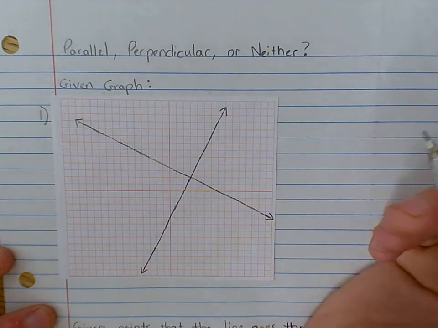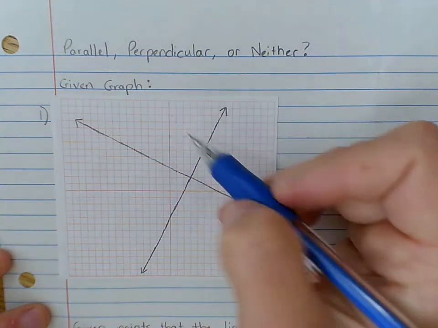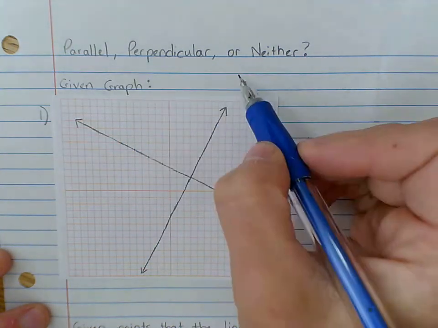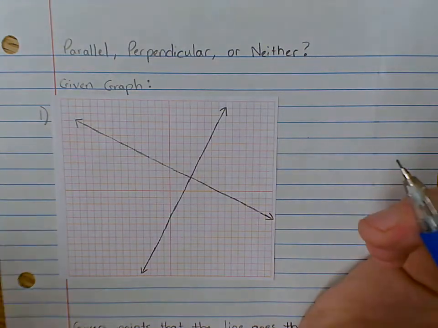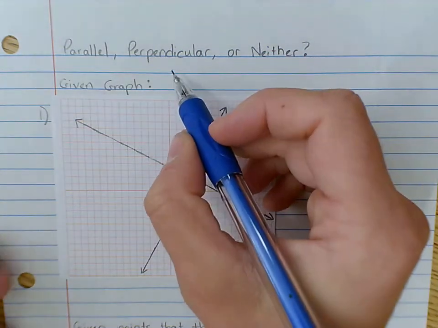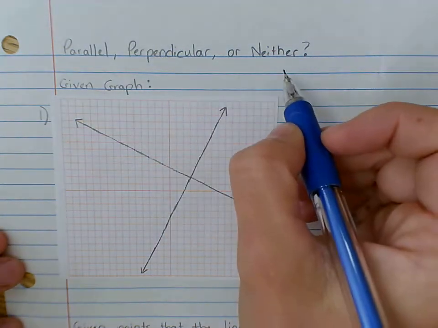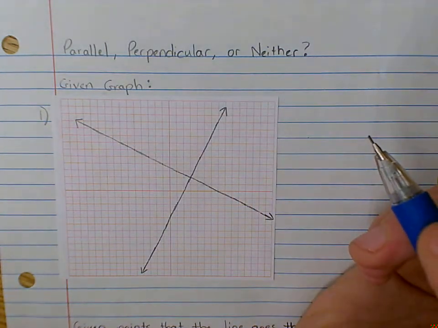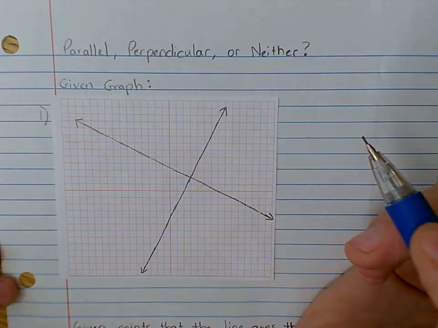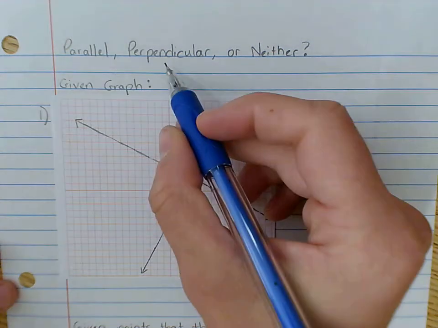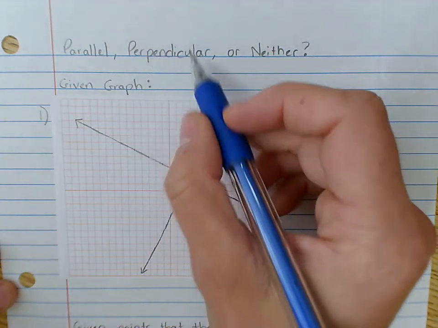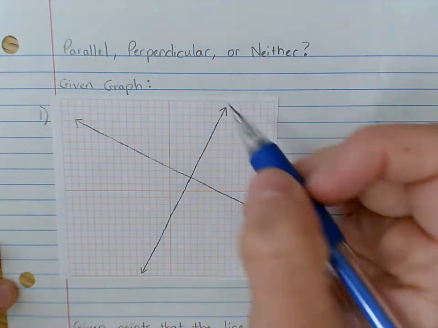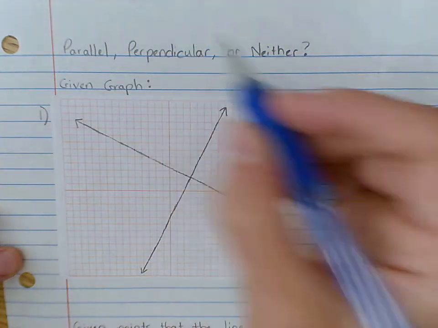You start by just looking at the graph and narrowing down your possibilities, okay? So, like I said, we know right now that it's either going to be perpendicular or neither. Then from there, we have to use what we learned from the other videos and go off of what we know about, in this case, perpendicular lines, to figure out which one it's going to be.